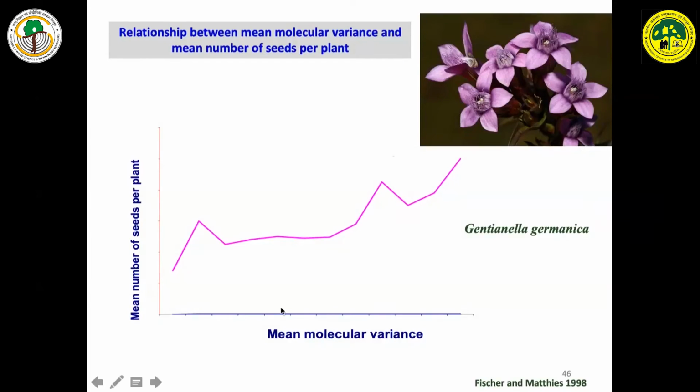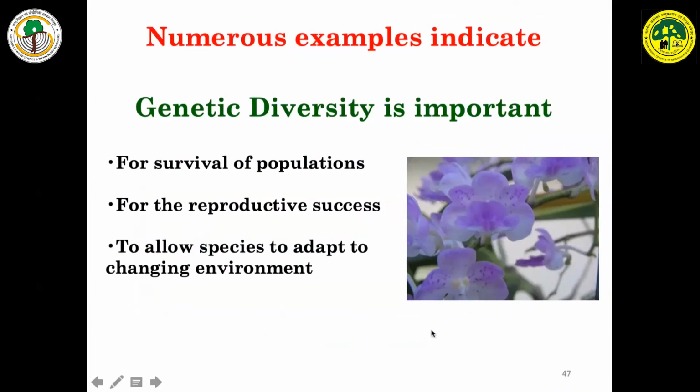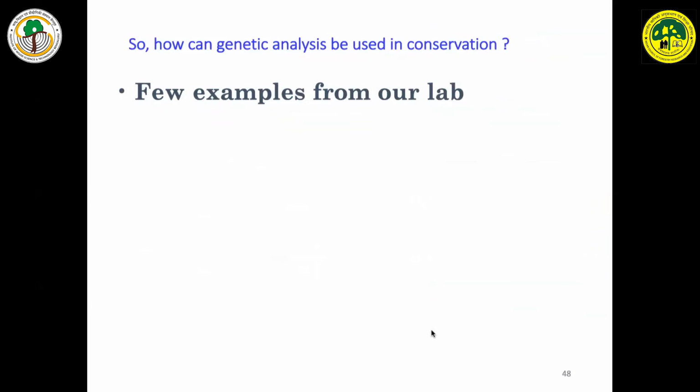And in one more plant, you can see the mean number of seeds per plant is very high when the molecular variance is very high. So there are numerous examples indicating that genetic diversity is important for species to survive, for the survival of populations and their reproductive success, and to allow species to adapt to changing environmental conditions. If they don't have that level of heterozygosity or diversity, it is very difficult to adapt. Now, a few examples from our lab.